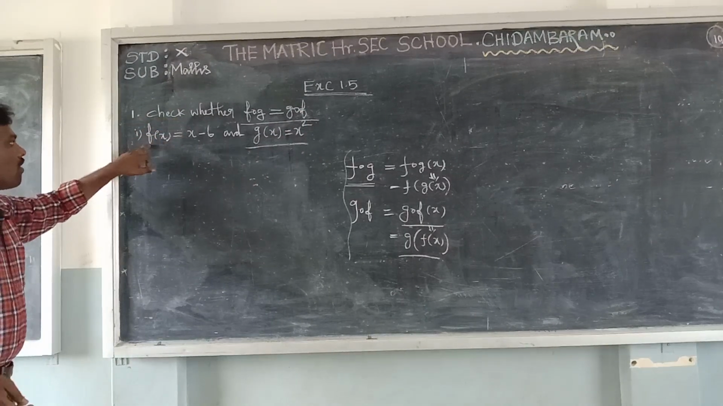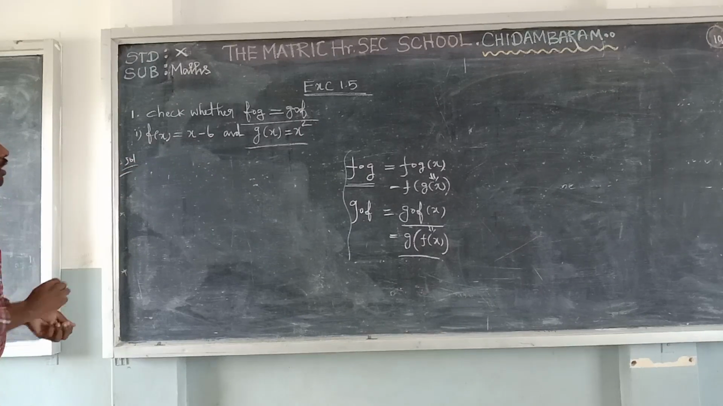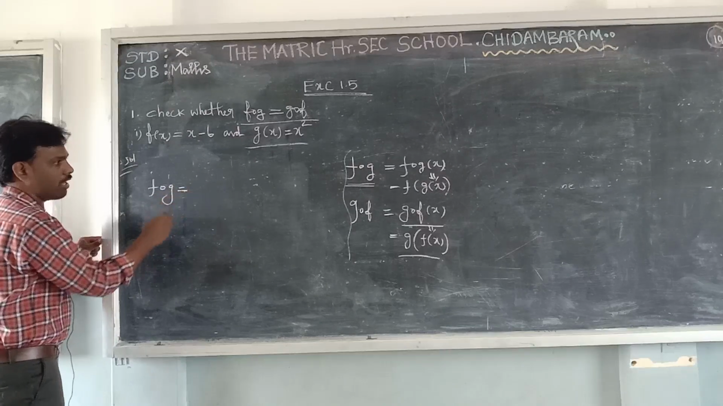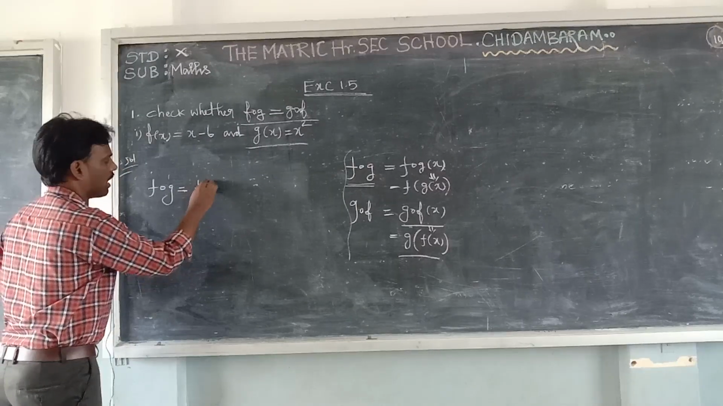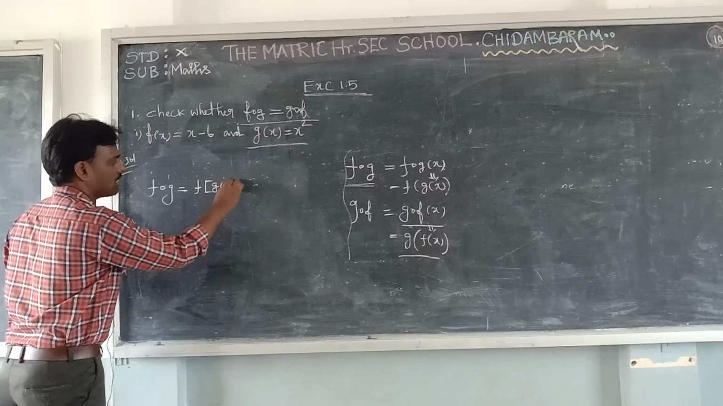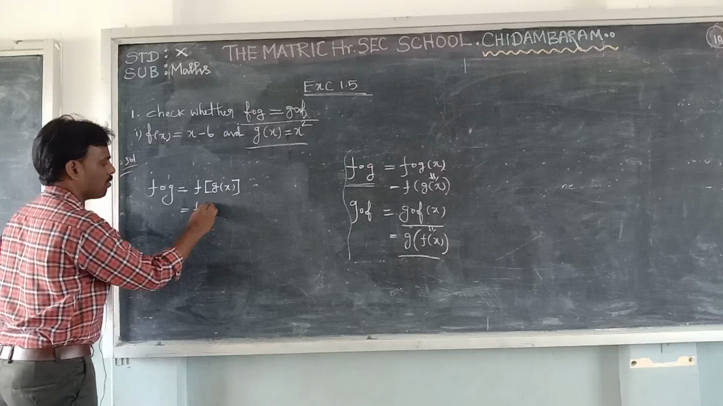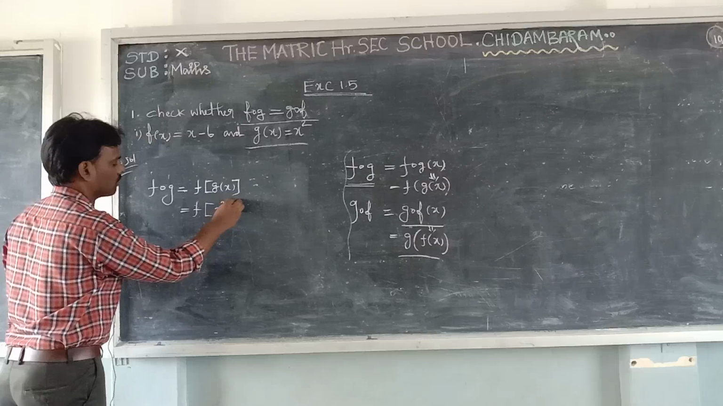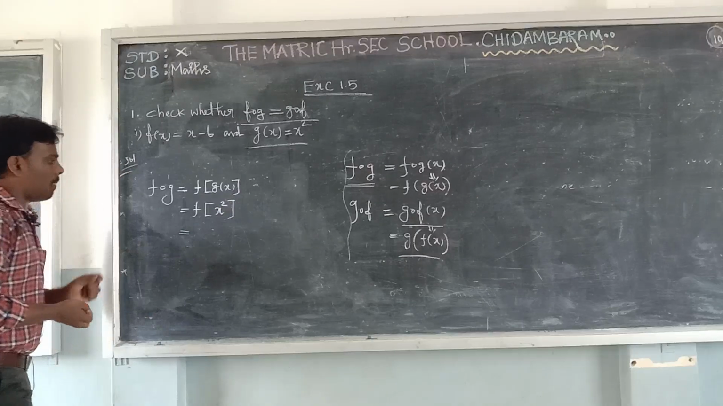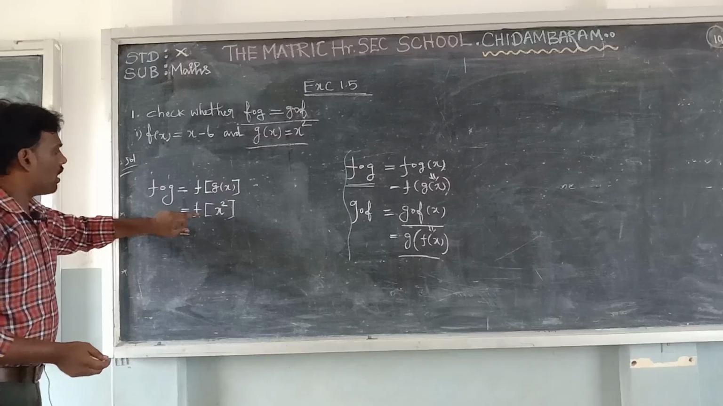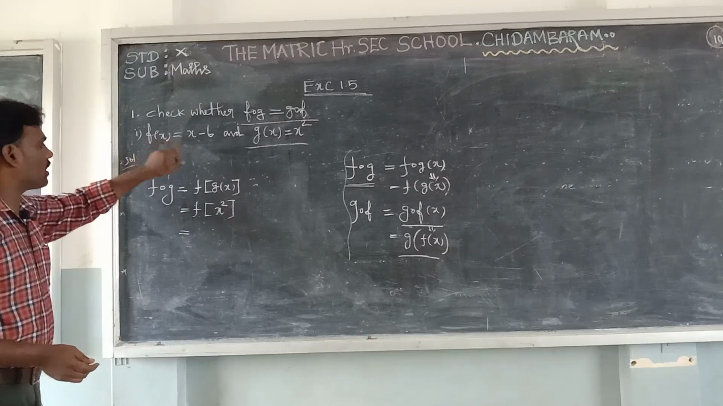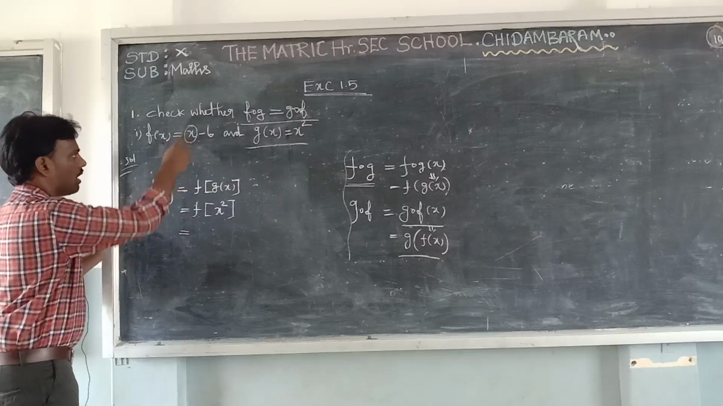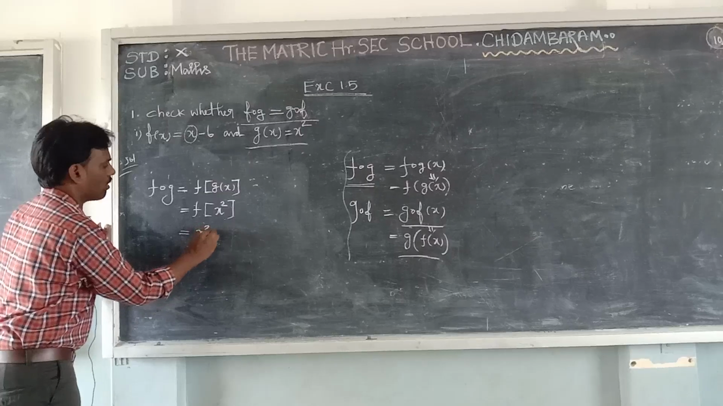Check whether f of x equal to x minus 6 and g of x equal to x square. First we have to find f of g. So already I told you f of g can be written as f of g of x. So f is stable. Here g of x. What about g of x? X square. F of x square. So here we have f of x equal to x minus 6. So in the place of x, x square replace பண்ணனும். Like x means what? X square minus 6.